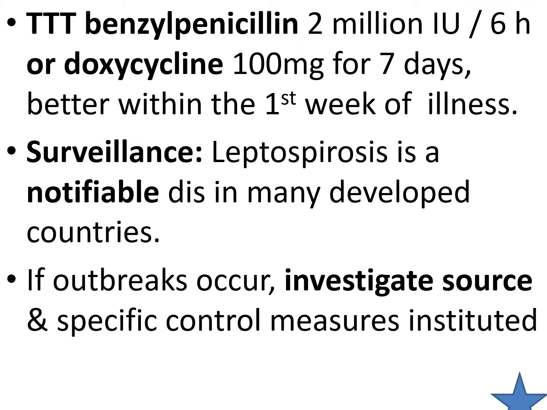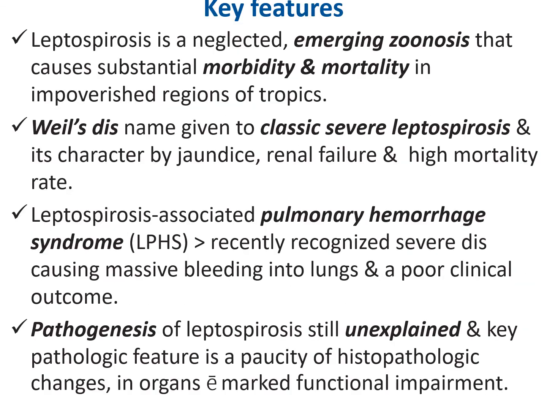Treatment, as we said before: benzyl penicillin 2 million international units or doxycycline 100 mg for 7 days. Better within the first week of illness. Surveillance. Leptospirosis is a notifiable disease in many developed countries. If outbreaks occur, investigate the source and apply specific control measures.